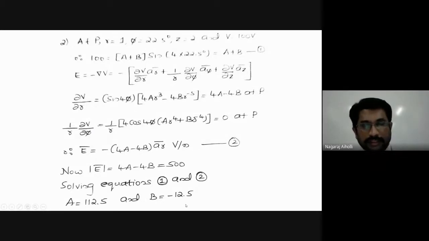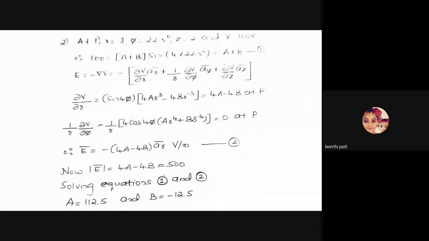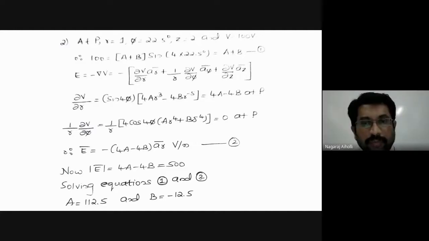Yes, please. What happened? Sir, 4A − 4B is equal to 500, that should be taken as equation 2, sir. Yes, correct. That has to be taken as equation 2, 4A − 4B, this is the second equation. First equation is 100 is equal to A plus B. Or you can take it as equation 3, doesn't matter. So solve equation 1 and 3.